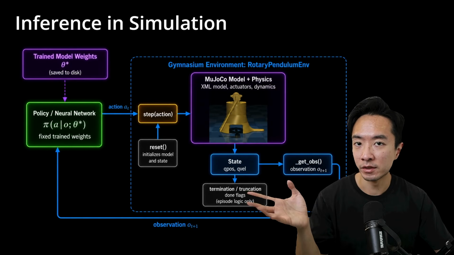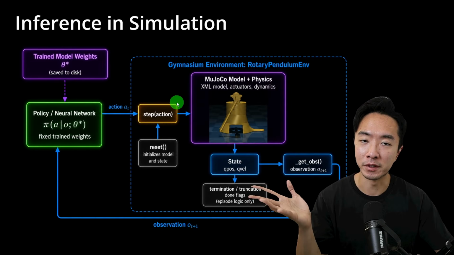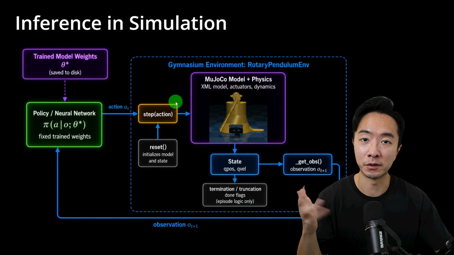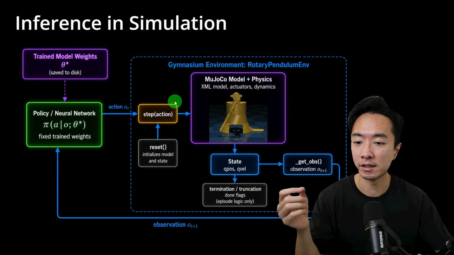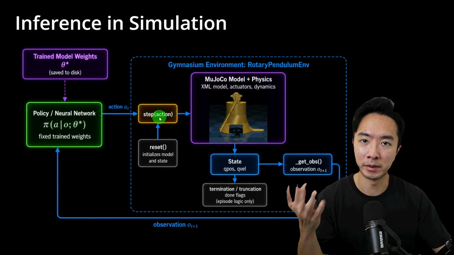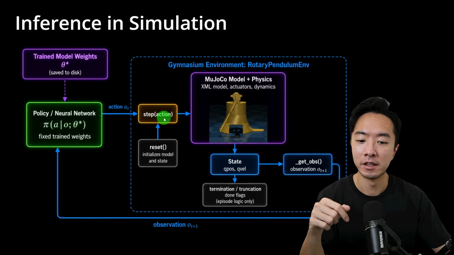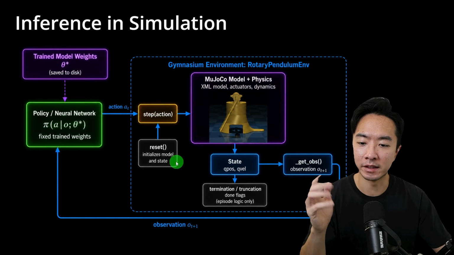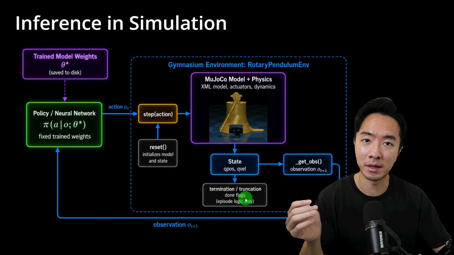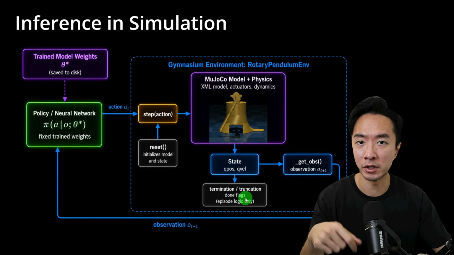So when do you actually use these weights? You use it during inference. This is where you're actually running your model using the trained weights that you figured out from the training process. So you take your weights, plug it into your neural network, and then you call the step to see how your model behaves in your simulation. So some of the observations and the reset, termination, some of those settings will be the same as what you set in your training process.